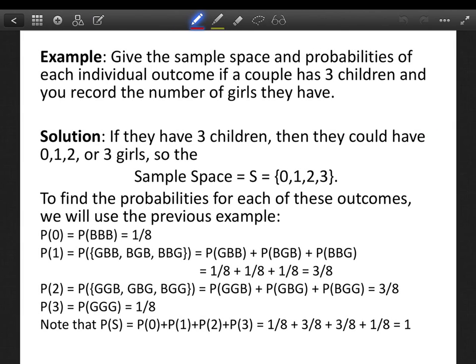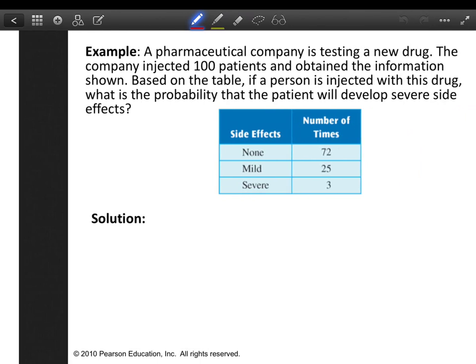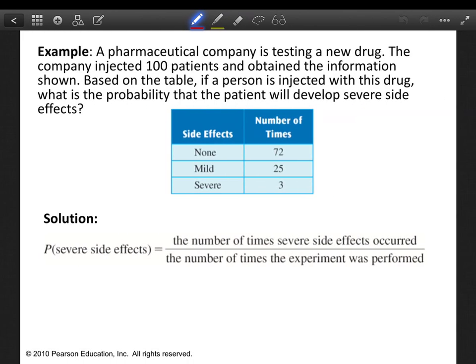And this example, again, is the problem with 3 children, and we've recorded how many girls they have. And again, you can read this example. Notice that here, the probability of severe side effects is just the number of times that you observed severe side effects divided by the number of times they did the experiment.